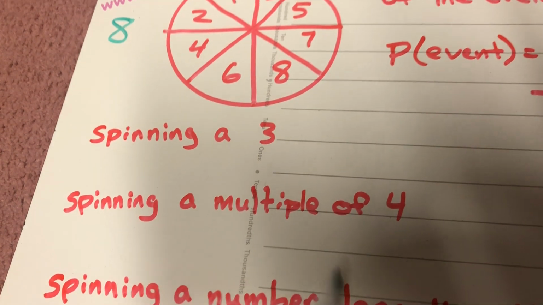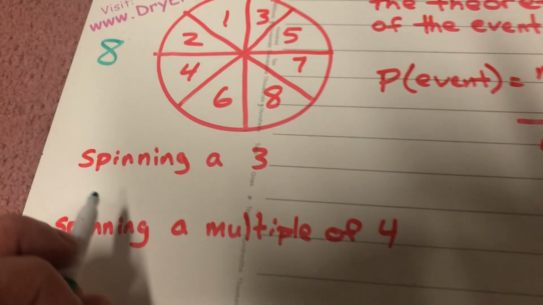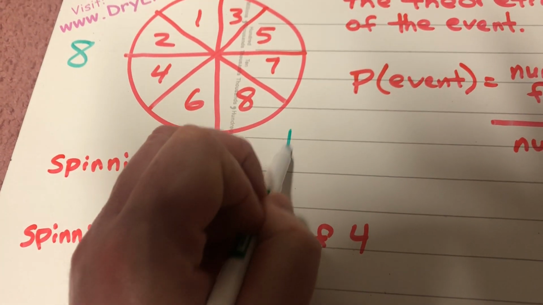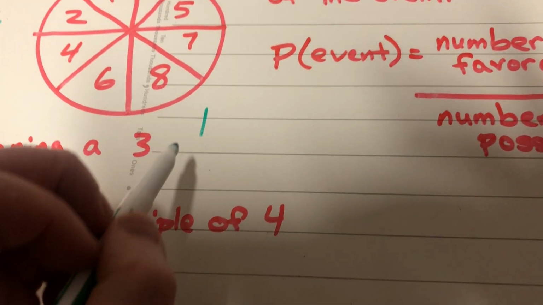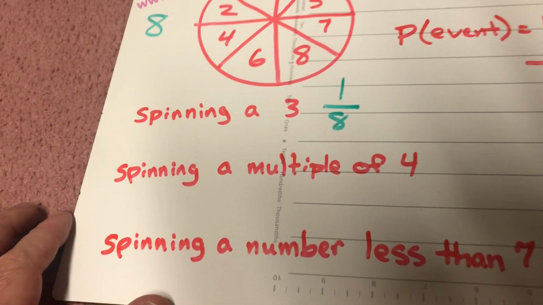What is the theoretical probability of spinning a 3? Well, there's only one favorable outcome. The only favorable outcome would actually be spinning a 3. There's only one 3 on the spinner. But there are 8 possible outcomes. So the theoretical probability is 1 over 8.